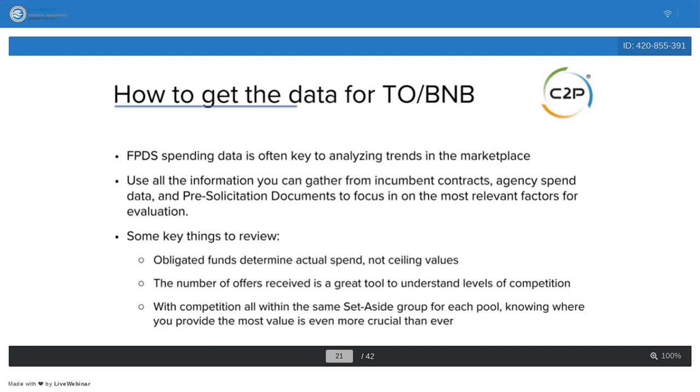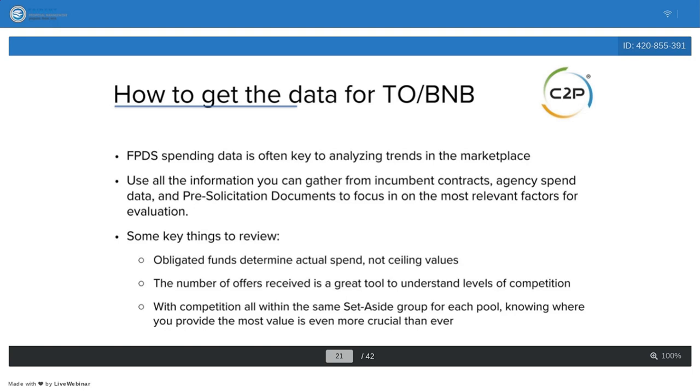Some key things to review are the obligated funds, which determine actual spend, not ceiling values. So you do want to make sure you're paying attention to that difference. You may have a wonderful ceiling value on a piece of work, but if they're not spending to that level, then chances are the amount of money they're going to give for the next year or the next iteration of the contract is going to be lower. The number of offers received is one of my favorite things to look at in awarded contracts to determine the level of competition.